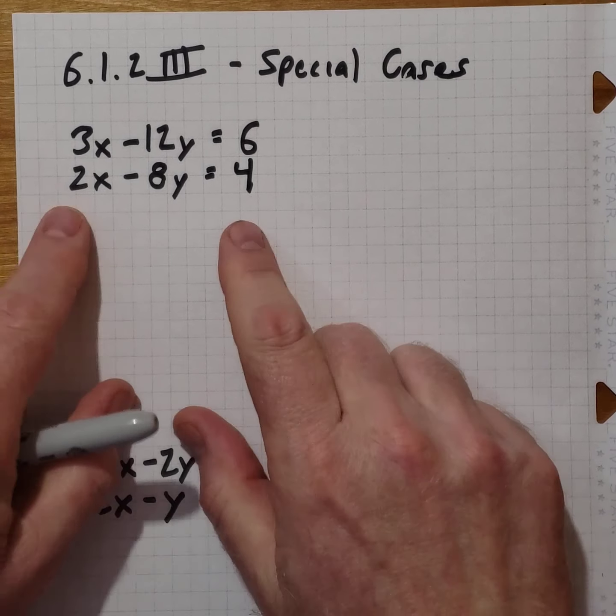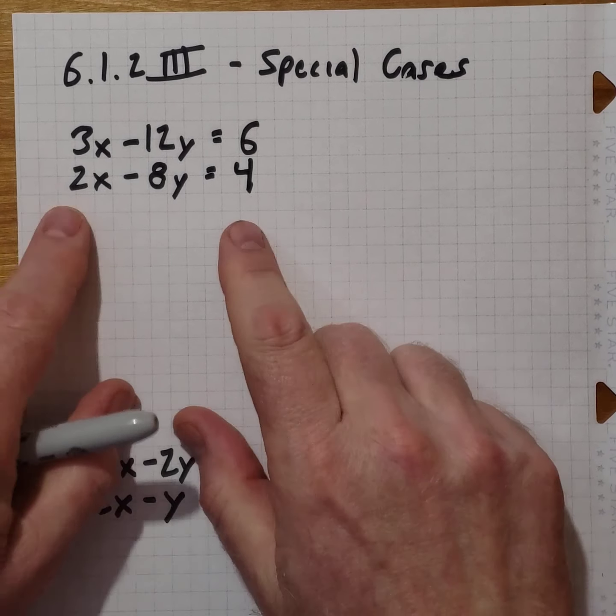We've got a simple system here, 3x minus 12y is 6, 2x minus 8y is equal to 4. And we can solve that by whatever method you want. I'm going to solve it by elimination because that's my favorite. I didn't really talk about this last time, but what we're looking for when we try to eliminate one of these is the least common multiple of these numbers. So the least common multiple of 3 and 2 is going to be 6.